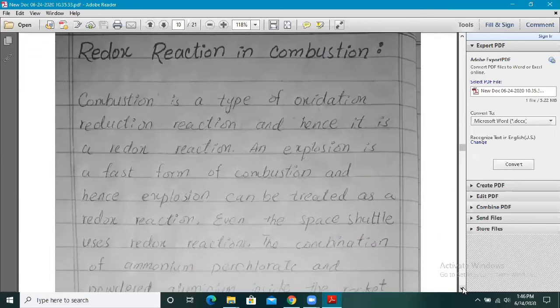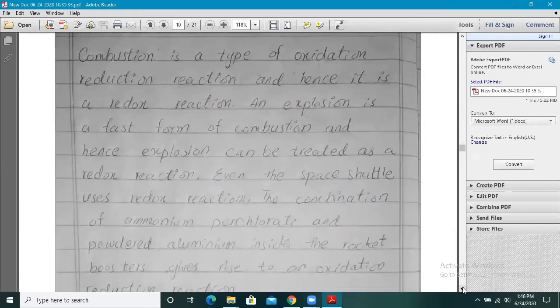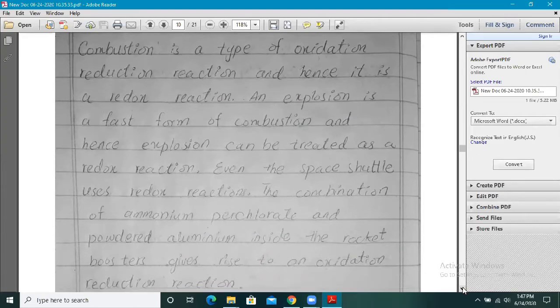Combustion is a type of oxidation reduction reaction, and hence it is a redox reaction. And explosion is a fast form of combustion, as we know, just removal of one pin and the blast happens, and it's a very rapid and very fast process.